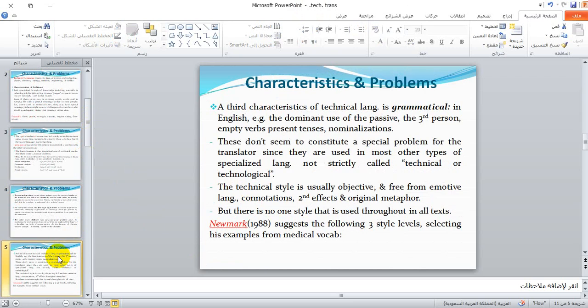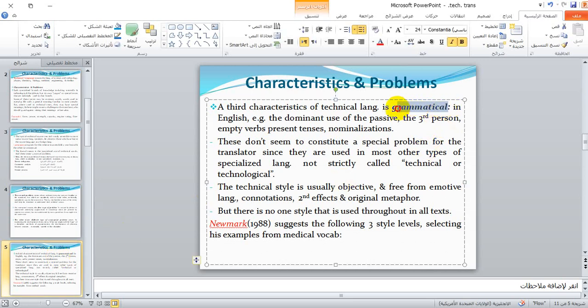A third characteristic of technical language is grammatical. For example, the dominant use of the passive, the third person, imperative verbs, present tenses, and nominalizations. But these don't seem to constitute a special problem for the translator since they are used in most other types of specialized language, not strictly called technical or technological.